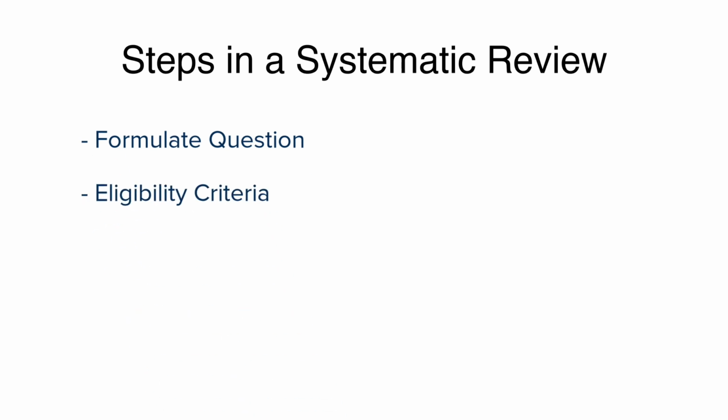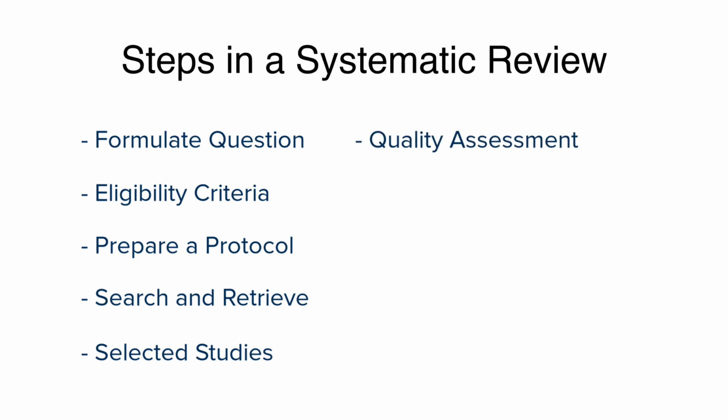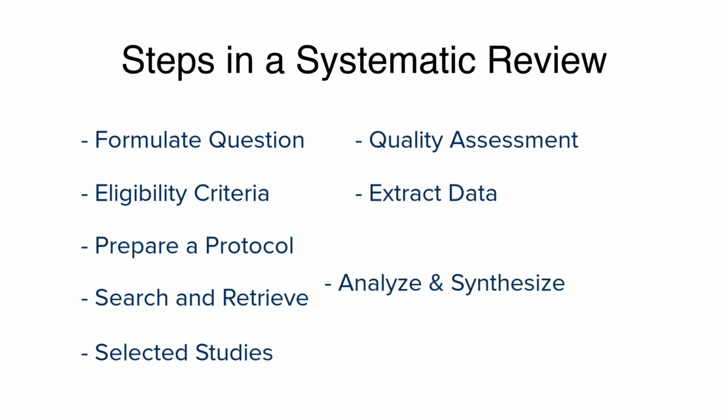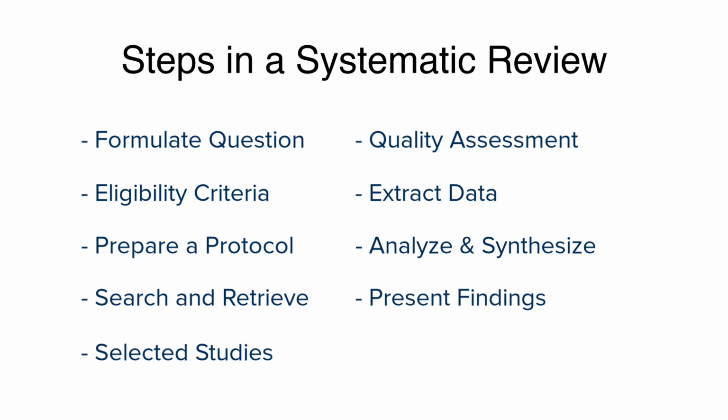Systematic reviews follow a sequence of steps similar to primary studies. They formulate a research question, define eligibility criteria for including primary studies, prepare a protocol, search and retrieve the primary studies, select studies for inclusion, assess the quality of the included studies, extract data, analyze and synthesize the data, and present the findings in a report. We'll cover each of these steps briefly. First, let's cover some preliminary steps.